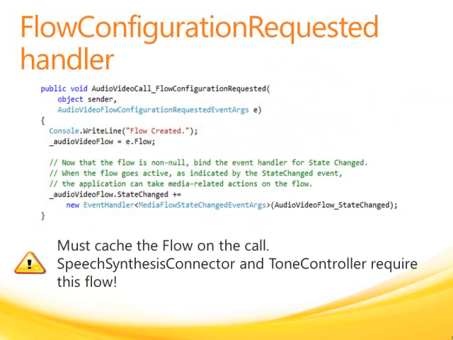The audio-video call flow configuration requested method is the handler for the audio-video flow configuration requested event. The main purpose of this handler is to cache the audio-video flow in a global variable. The flow property on the audio-video flow configuration requested event args parameter contains the flow for the incoming call. As already mentioned, the audio-video flow is needed for initializing both the speech synthesis connector and the tone controller.